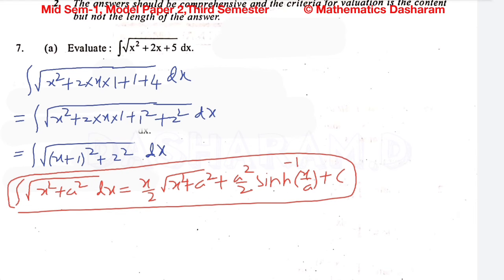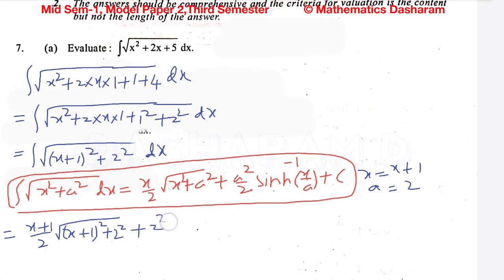So here, what is the x value? In the place of x we have x plus 1, and in the place of a, 2 is there. So let us apply this formula: x plus 1 divided by 2 into under root x plus 1 whole square plus 2 square, plus 2 square by 2 into sinh inverse of x plus 1 divided by 2, plus c.